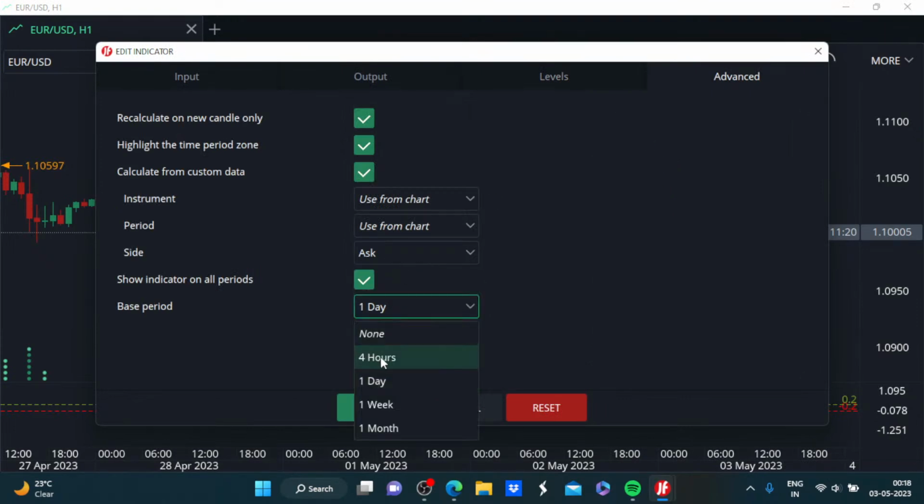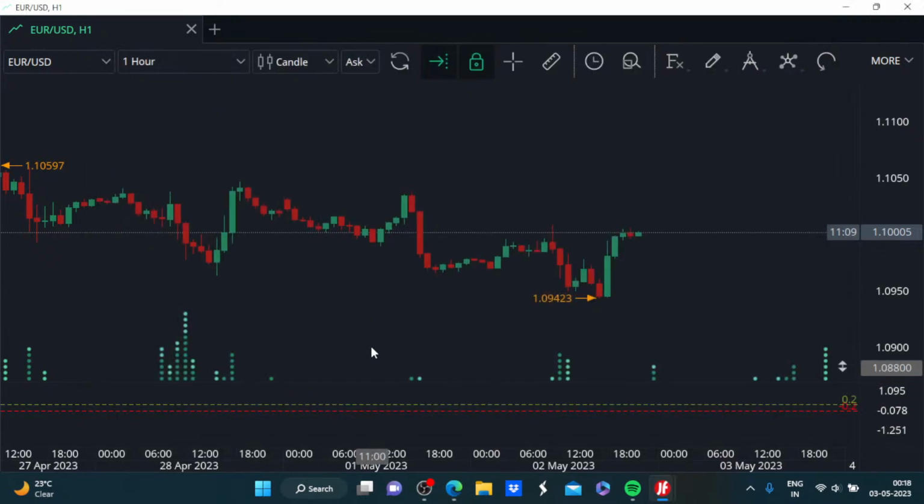Base period is not going to make much of a change, so I think it is not going to be very important which kind of base period you apply for this indicator.